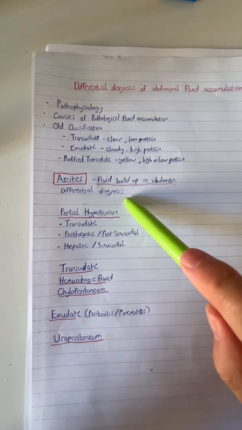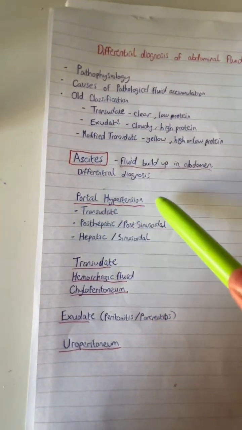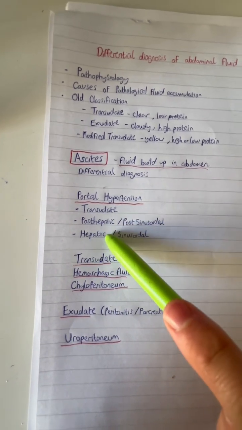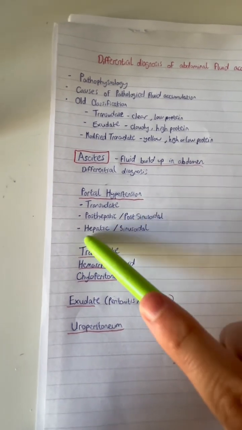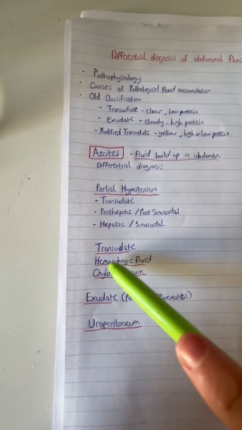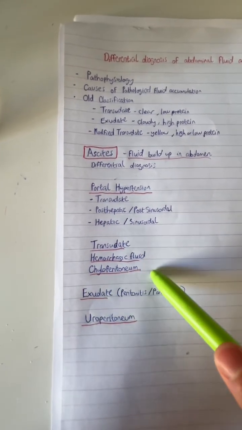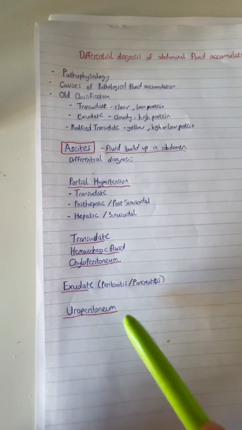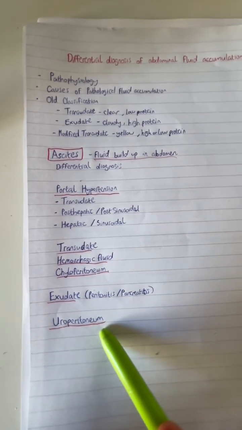Discuss the differential diagnoses. Portal hypertension can be a transudate, it can be posthepatic or post-sinusoidal, hepatic or sinusoidal. Then also discuss transudates, hemorrhagic fluid, chiloperitoneum, exudate, which can be from peritonitis or pancreatitis, and uroperitoneum.